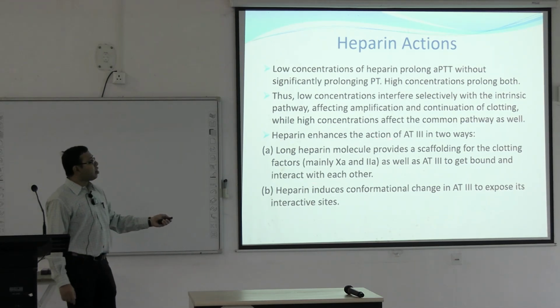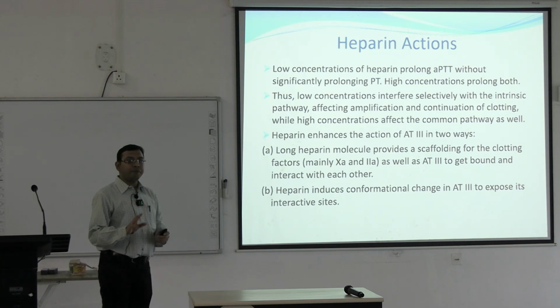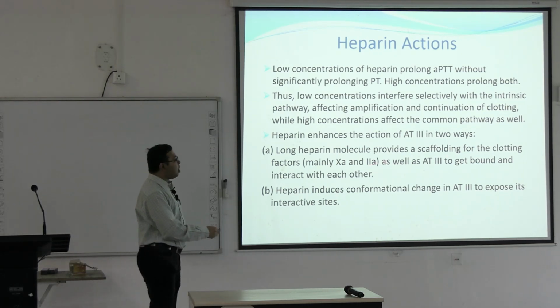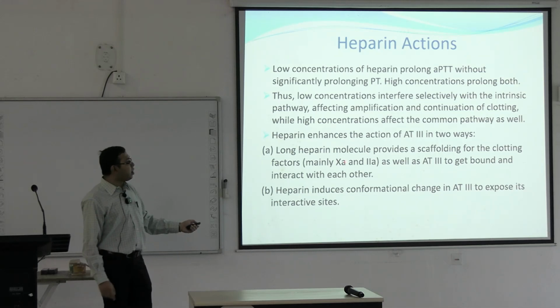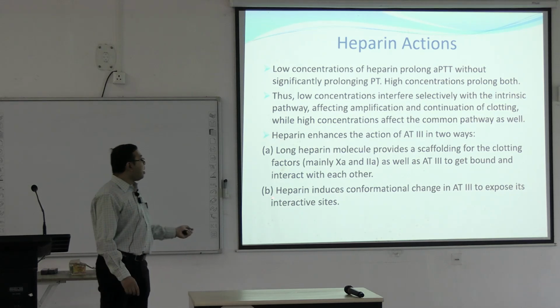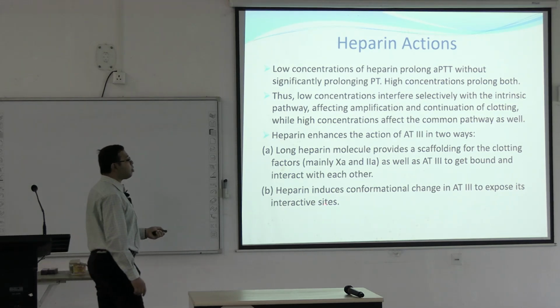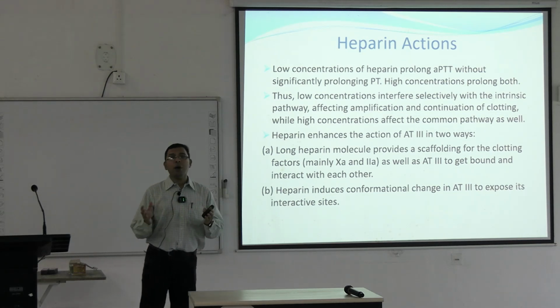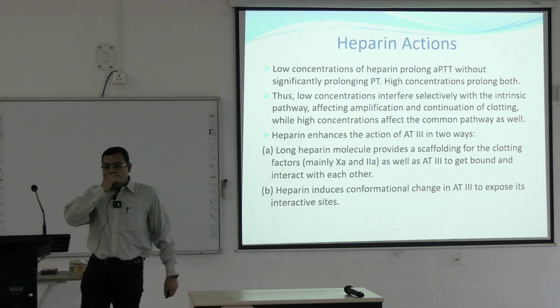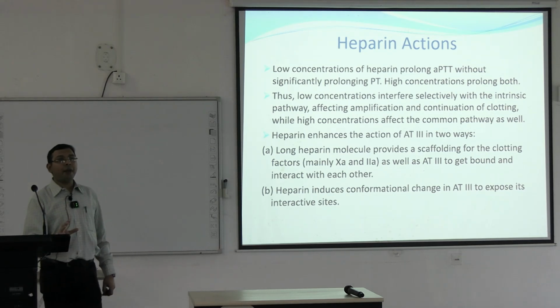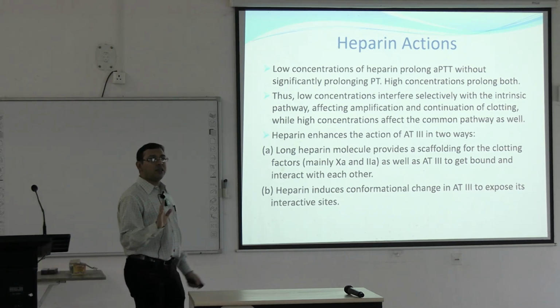So heparin enhances the action of antithrombin III in two ways. First, the long heparin molecule provides a scaffolding for the clotting factors, mainly factor 10A and 2A or thrombin, as well as antithrombin III, to get bound and interact with each other. And the next is heparin induces conformational change in antithrombin III to expose these interactive sites so that there will be more binding. So it is clear. This is very important, this is complex, but if you can understand, it is easier.